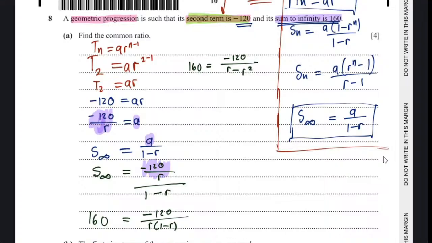So you now have it like this. You have to break the fraction, ma'am. So you can take R minus R squared to the other side. You can swap it with 160. So you have R minus R squared is equal to negative 120 divided by 160. R minus R squared is equal to, here you should get an answer. What is it? Negative 3 over 4. Okay? Basically.